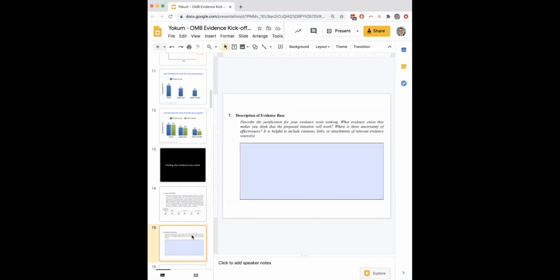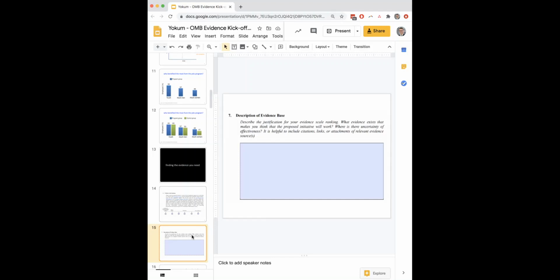And so I'm going to skip for a second to question number 7 from the template, which is a prompt to describe the evidence base behind your proposal, to really unpack the justification for that evidence scale, which means looking at the relevant body of data that's been collected about your program or policy.